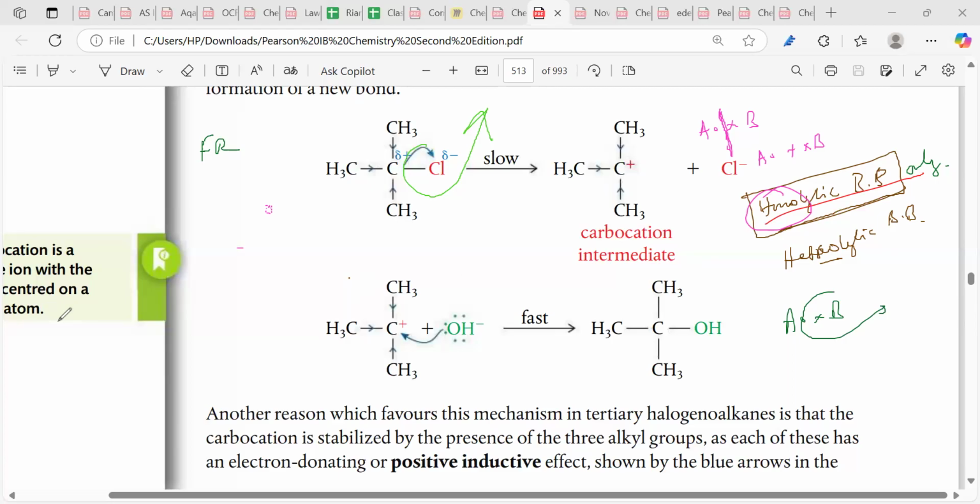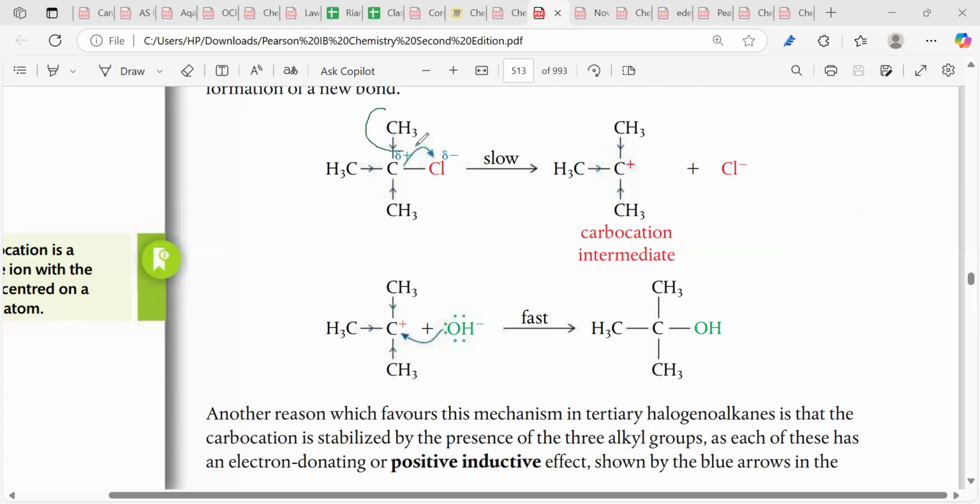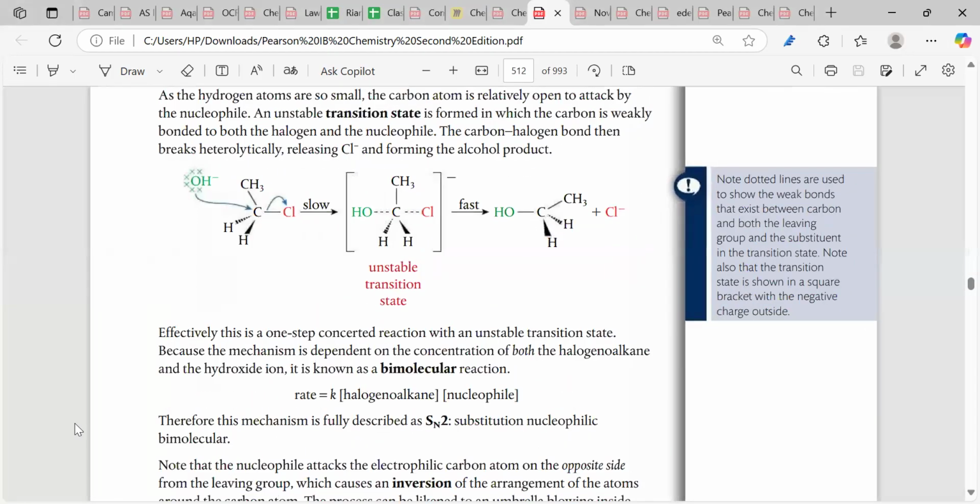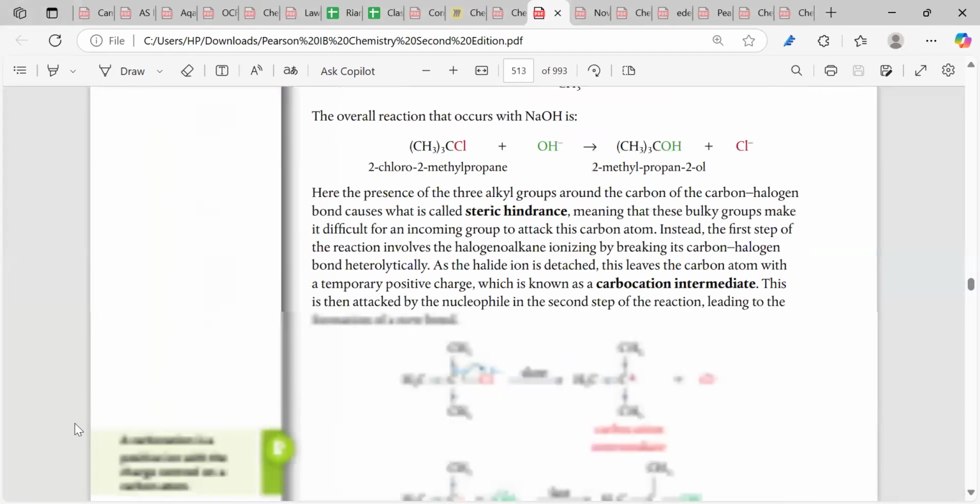So this will be what? This will be having tertiary, and OH minus cannot attack. So the first thing is that the Cl minus will be leaving heterolytically, right? It leaves heterolytically, giving rise to a carbocation. In the earlier SN2 we had an unstable transition state. Here we are getting a carbocation, right?